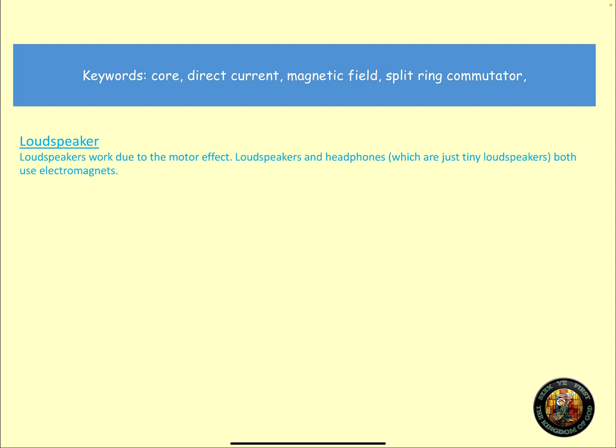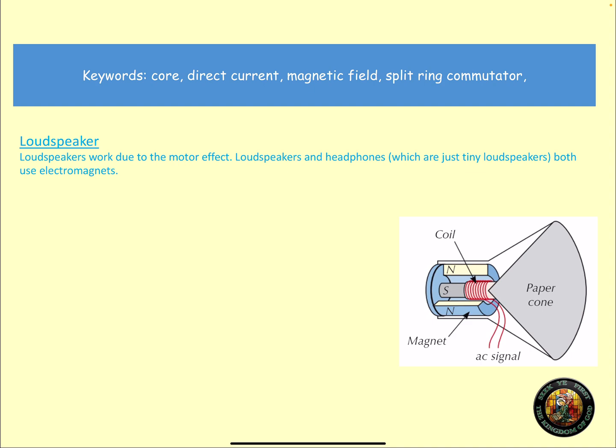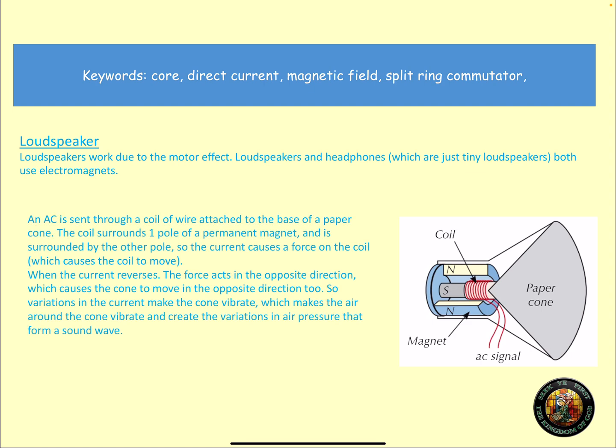The next thing we need to look at is a loudspeaker. Loudspeakers work due to the motor effect. Loudspeakers and headphones, which are just tiny loudspeakers really, both use electromagnets. So, an alternating current is sent through a coil of wire attached to the base of a paper cone, and you can see that in the picture. The coil surrounds one pole of a permanent magnet and is surrounded by the other pole, so the current causes a force on the coil, which causes the coil to move.